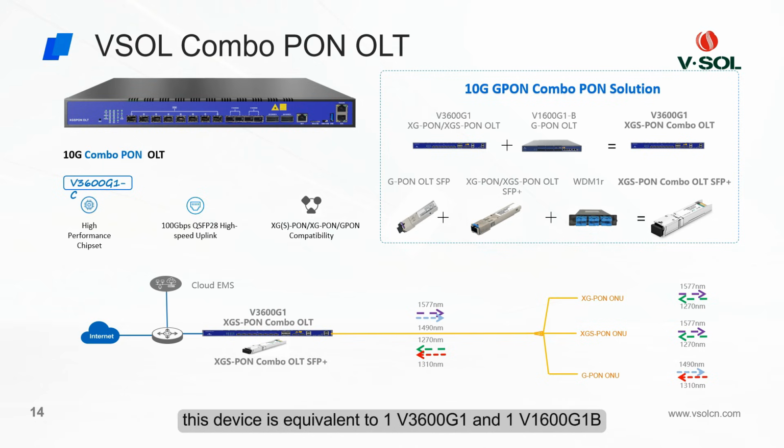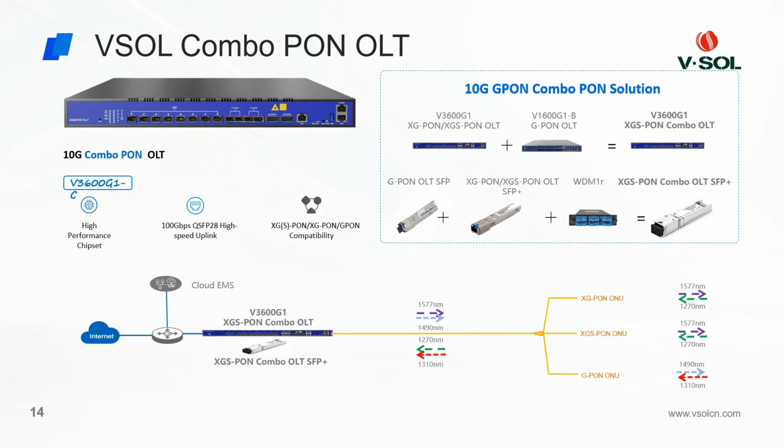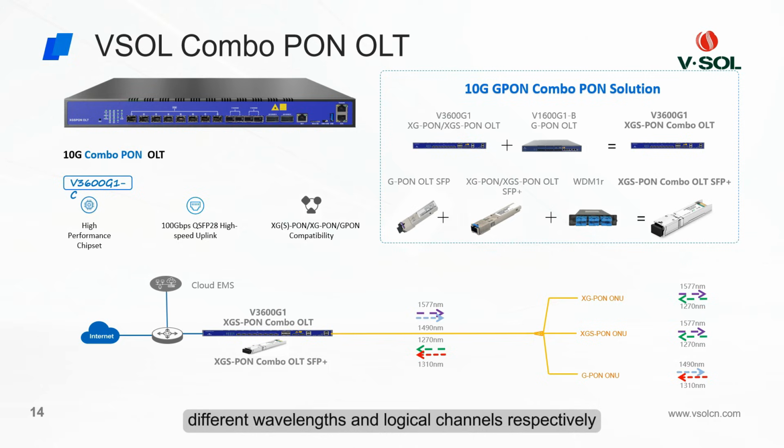This device is equivalent to 1V3600G1 and 1V1600G1B, and connecting a combo SFP plus PON model can achieve ONU connection compatibility. Through the flowchart, it can be seen that 10G PON and 2.5G ONU use different wavelengths and logical channels, respectively.